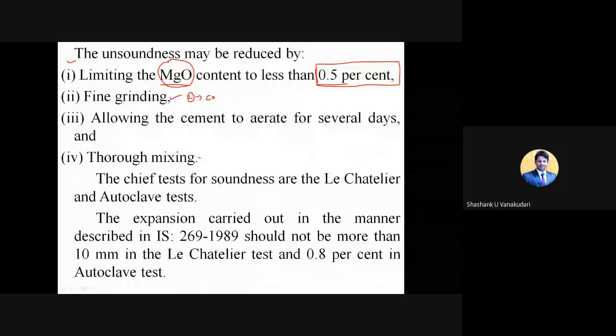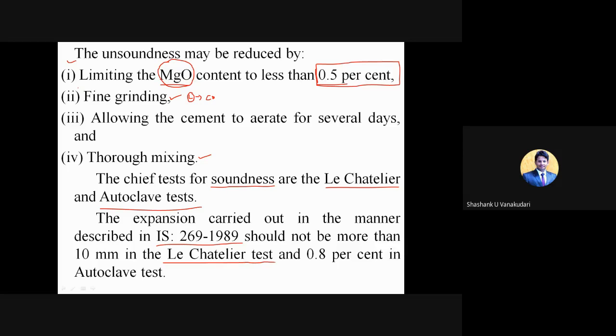Through proper mixing also, we can reduce this unsoundness. So several tests are conducted on soundness. There are two tests we can see. One is the Le Chatelier experiment, one more is the autoclave test. As per this test, the expansion is carried out in the manner described in the Indian Standard code book IS 269 of the year 1989, and as per the results, it should not be more than 10 mm in the Le Chatelier test. That test I am going to explain in the further class.